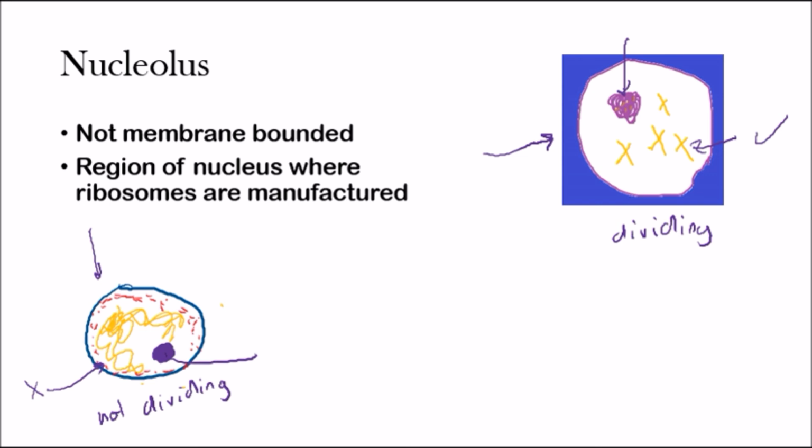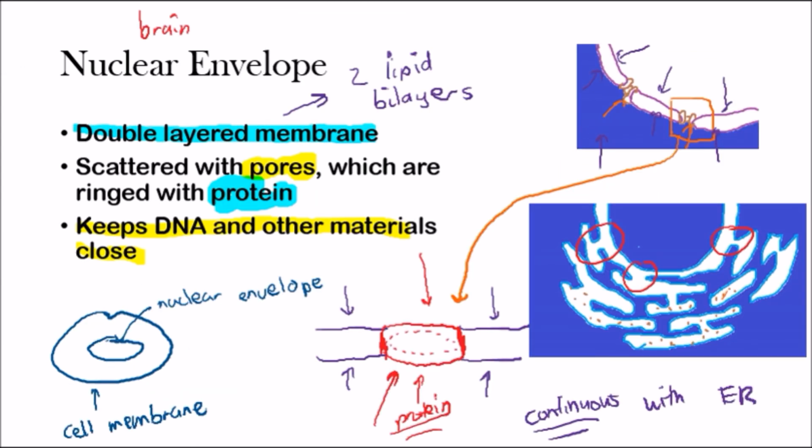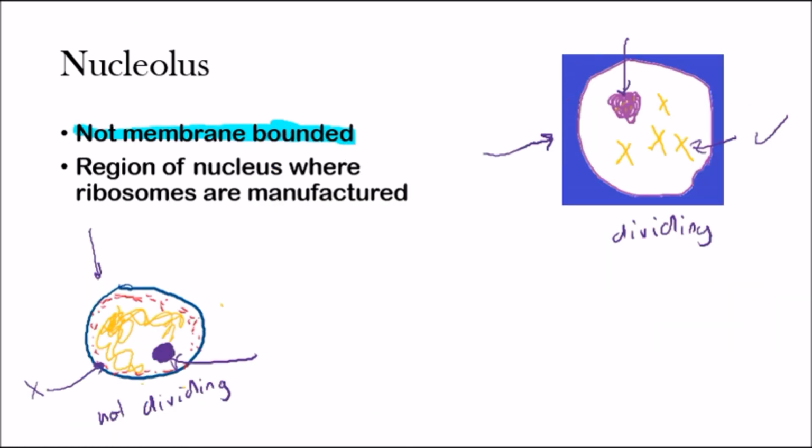There's a nucleolus. Here I drew another nucleolus, and what you need to know about the nucleolus is two things. First, it is not membrane bound. Just like how the cell is bound by the cell membrane and the nucleus is bound by the nuclear envelope, the nucleolus is not membrane bound. It's kind of just floating around like this, and it's the region of the nucleus where ribosomes are manufactured. Probably the most important part. You can call the nucleolus the ribosome factory for a cell. It's where the ribosomes are made.